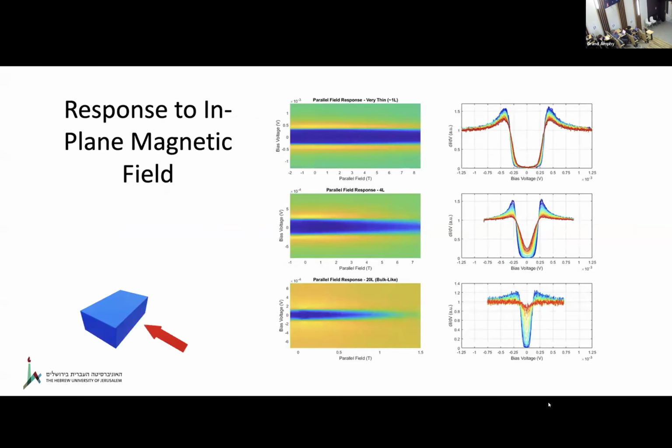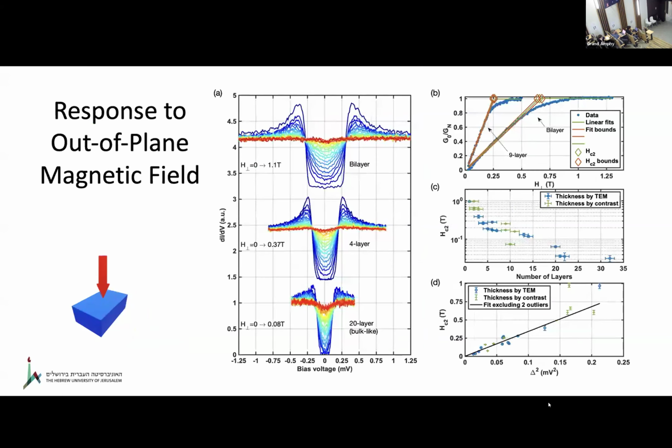This is the in-plane magnetic field, Ising, no surprises here. But let's see what happens when we look at out-of-plane magnetic field. This is bulk. We increase magnetic field. We reach Hc2 at about 80 millitesla.